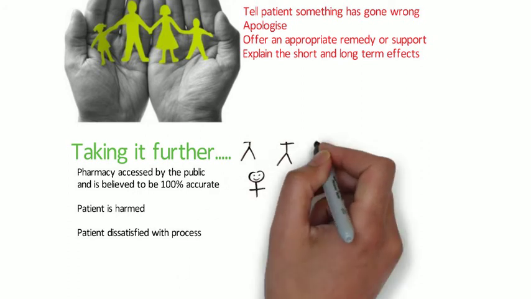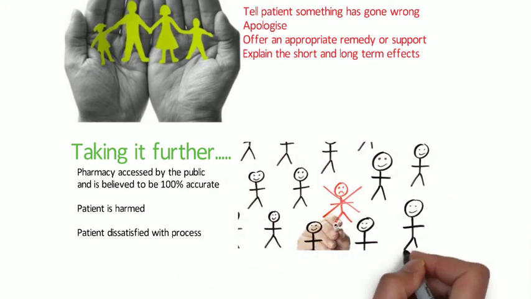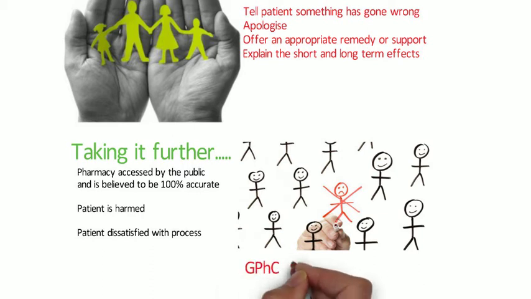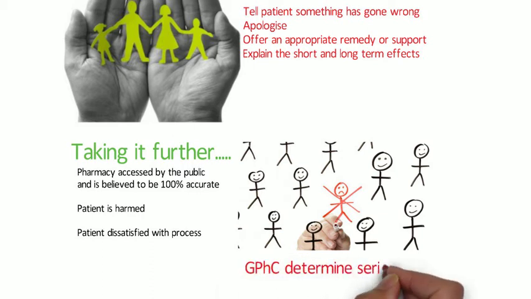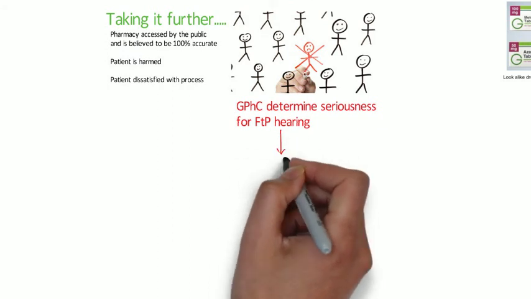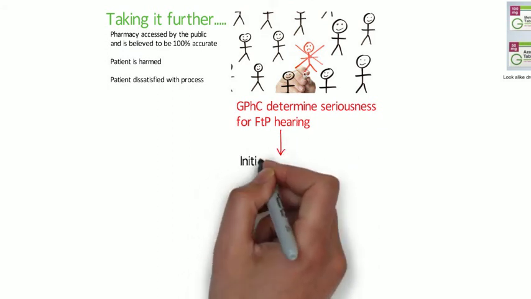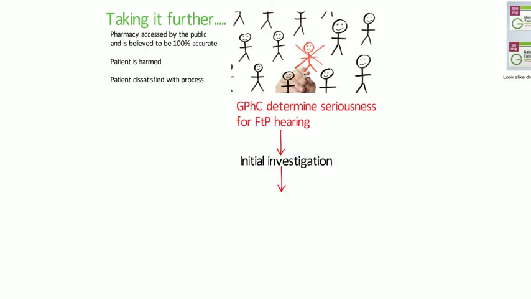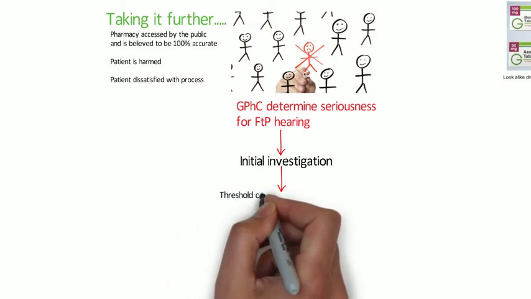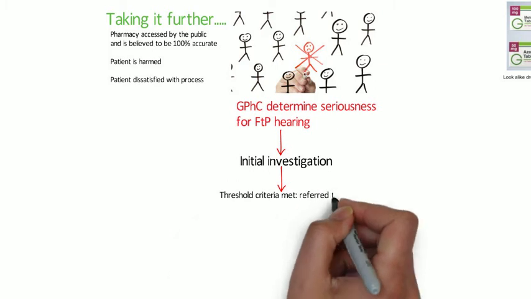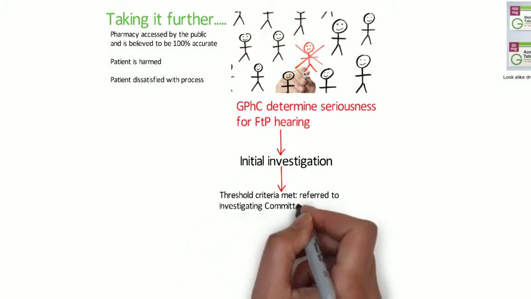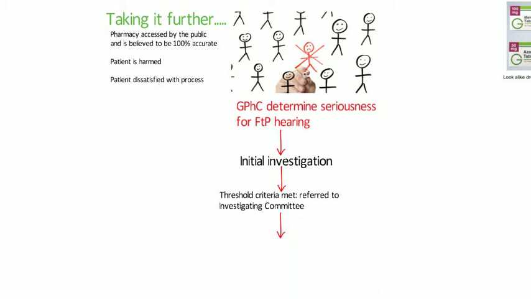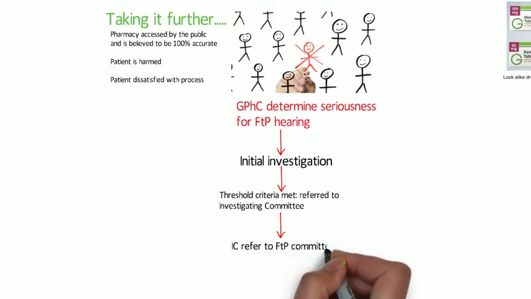Now, if the patient takes the complaint further, it doesn't mean that the pharmacist will be struck off. Not necessarily. The GPhC will determine if the error is of sufficiently serious nature to require referral to a fitness to practise hearing. Now, the GPhC investigation process: they'll have an initial investigation, carried out by the GPhC inspector. They will deem if threshold criteria are met, and if so, the case is referred to an investigating committee. The investigating committee can then refer to the fitness to practise committee, and the fitness to practise committee can remove the pharmacist from the register. So it's quite a lot of investigations that need to be undertaken before a pharmacist will be struck off.